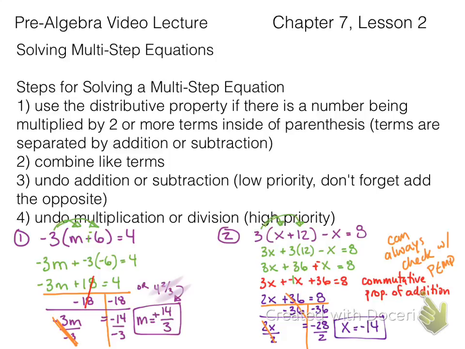And you can always check by using PEMDAS and plugging your answer back into the variable, into that as well. Because remember, I had 2 variables. So I have 3 times the quantity -14 plus 12 minus -14. Because remember, whenever I replace a letter with a number, the whole number goes in parentheses. So if it's -14, -14 goes in the parentheses. All right, let's combine some like terms or simplify. So -14 plus 12 is -2 times 3 is -6.